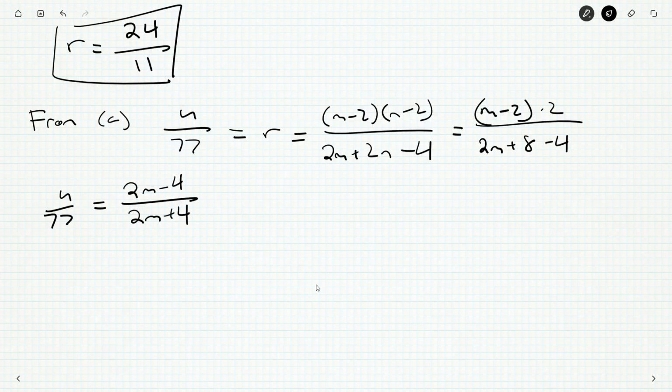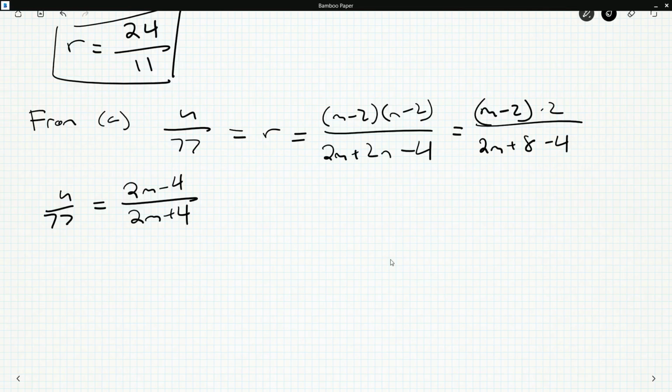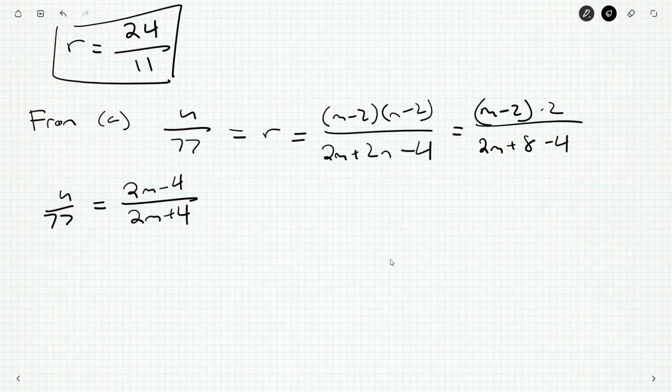Aha! Okay. Now, what exactly do we want? We want to determine all possible values of U. All right. What can we do? The fact that these two numbers differ by 8 makes me think that 2m plus 4 will have to be equal to 77, or maybe a multiple of 77. Anyway, let's multiply everything out.